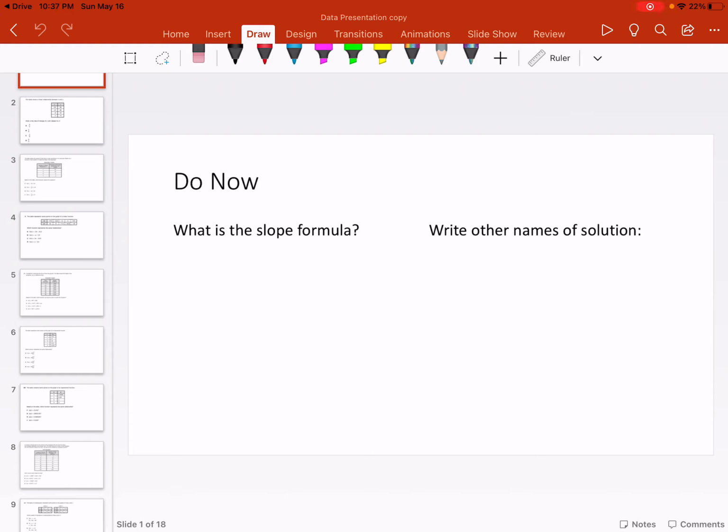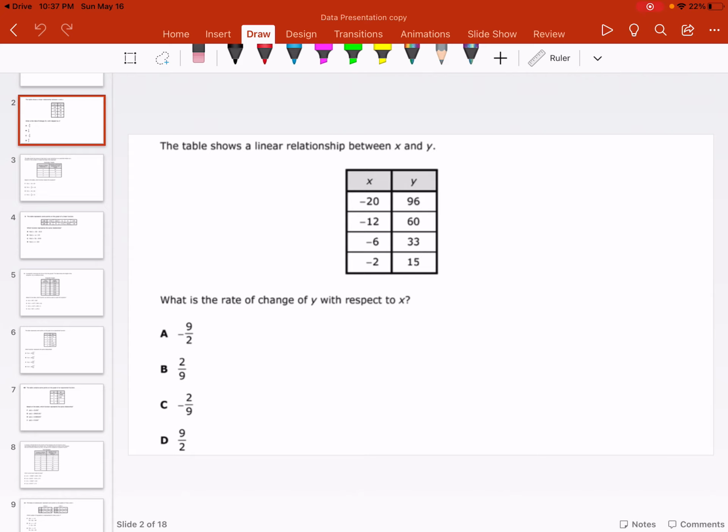Hello guys, welcome back to algebra class. So this time we are going to learn about data presenting, okay? So data is pretty simple. Whenever you see the table, we consider it as data, okay?